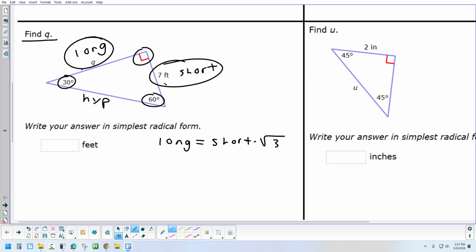And what is the length of the short side here? Yeah, 7 feet. So fill in 7 for short. And that is your final answer. They say to write your answer in simplest radical form. Okay? That is simplest radical form. If you get one that's not simplest radical form, I'm going to help you with that, because the point of this lesson is not really to teach you how to do simplest radical form. That's a whole other week of material. All right. So I'm going to help you with that.